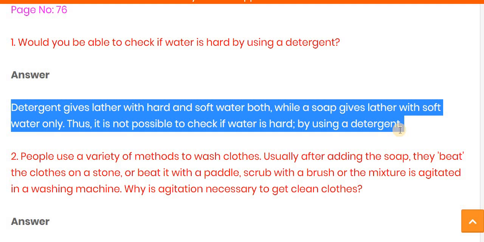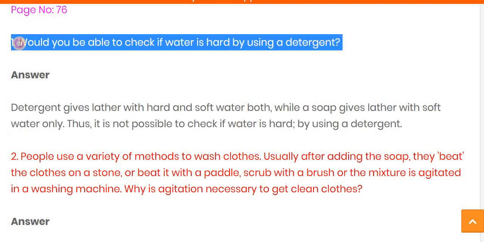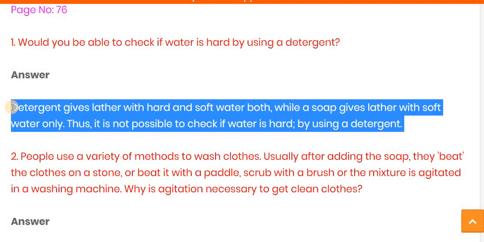So the answer is: detergent gives lather with both hard and soft water, while soap gives lather with soft water only. Thus, it is not possible to check if water is hard by using a detergent. Let's see the question one more time. Would you be able to check if water is hard by using a detergent? Detergent gives lather with both hard and soft water, while soap gives lather with soft water only. Thus, it is not possible to check if water is hard by using a detergent.